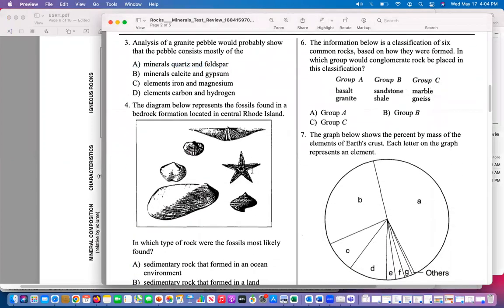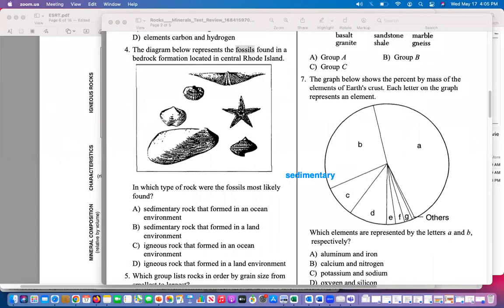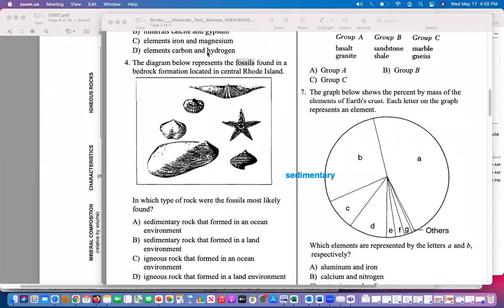Number 4, the diagram below represents the fossils found in the bedrock formation located in central Rhode Island. I already know what type of rock contains a fossil. There is only one type of rock that contains a fossil, and it is a sedimentary rock. So that's something to keep in mind. In which type of rock were the fossils most likely found?